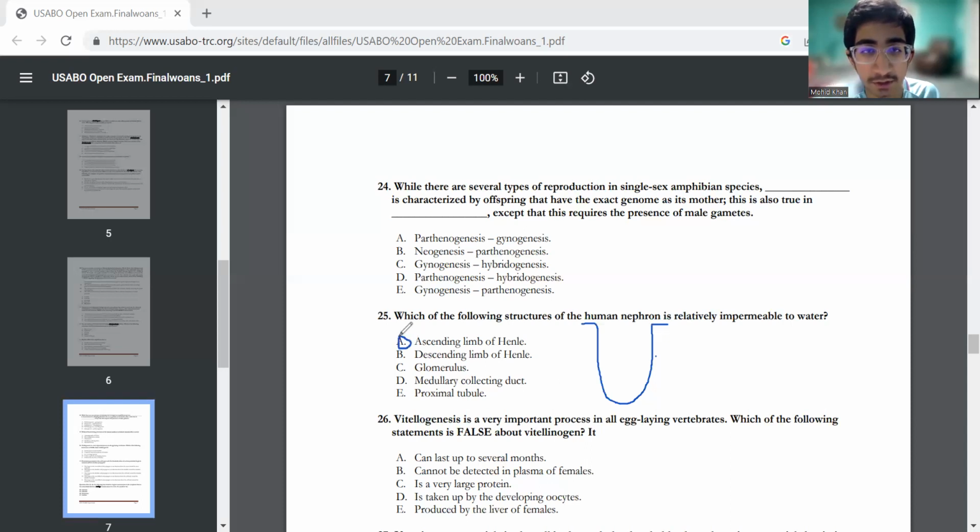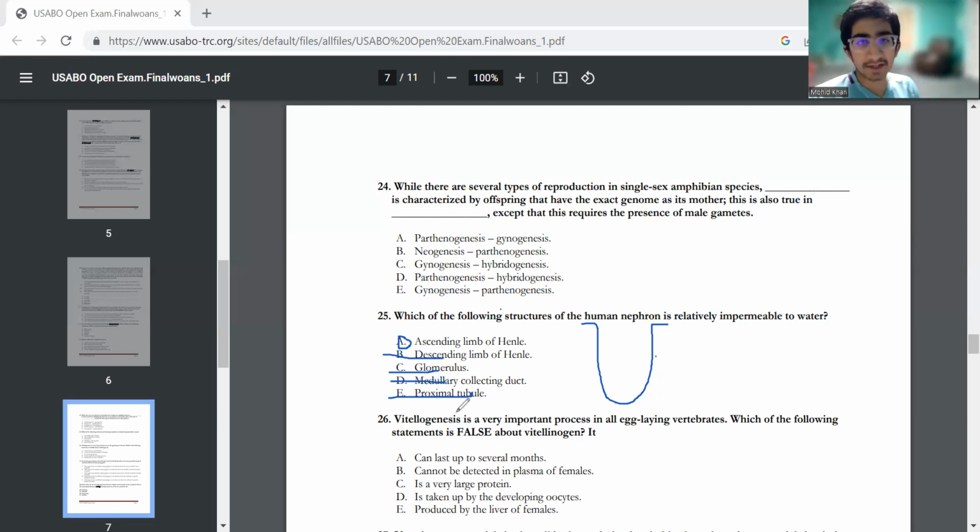And then glomerulus, we have some filtration going on in there, so it can't be impermeable to water. And the medullary collecting duct, of course it can't be, because in a collecting duct there definitely needs to be water transfer that occurs. I think that the ascending loop of Henle is the only one in these option choices that makes sense. And the proximal tubule, of course, cannot be an answer. So yeah, that's why the answer to number 25 would be A.